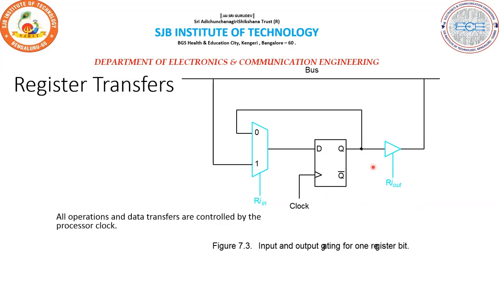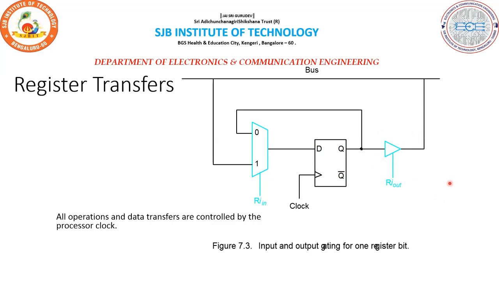Whatever input you provide is followed. So when the control input Ri n is equal to 1, the multiplexer selects the data on the bus, and this data is loaded into the flip-flop at the rising edge of the clock. When Ri n is equal to 0, the multiplexer feeds back the value currently being stored in the flip-flop, which is given to Ri out.